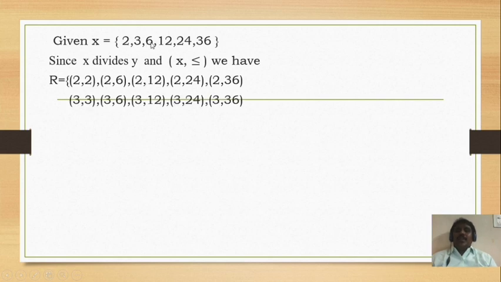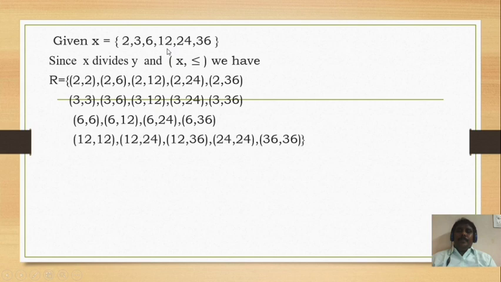Similarly, now I see 3. 3 divides 3, and 3 divides 6, 3 divides 12, 3 divides 24 and 3 divides 36. That means we get remainder 0. Next the value is 6. 6 divides 6, we get remainder 0. 6 divides 12, 6 divides 24 and 6 divides 36.